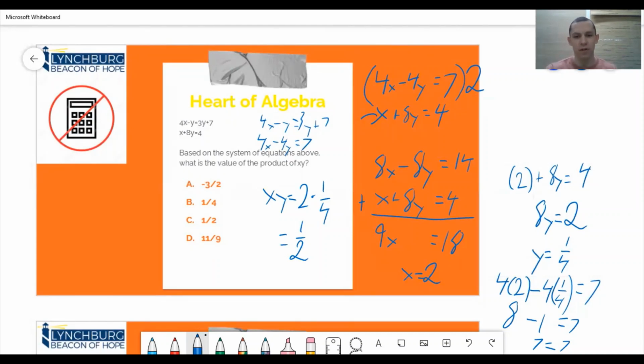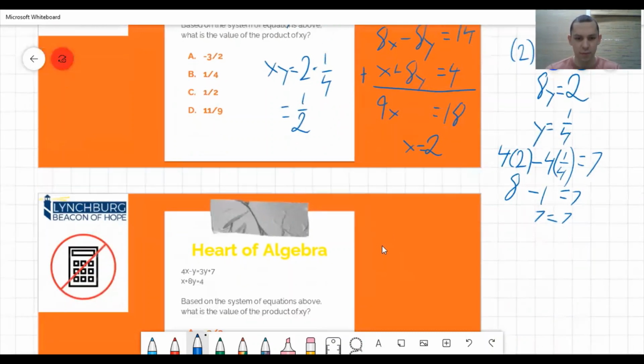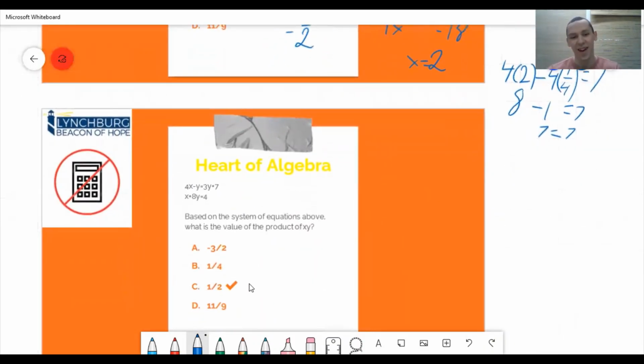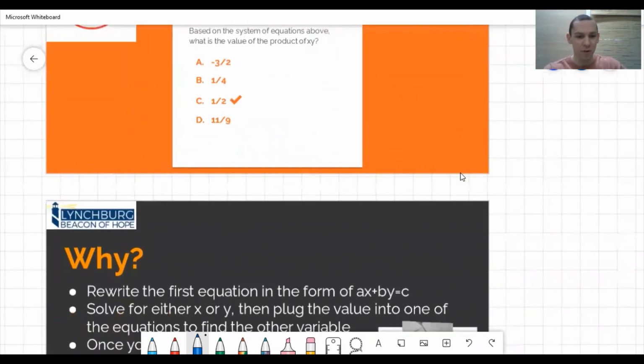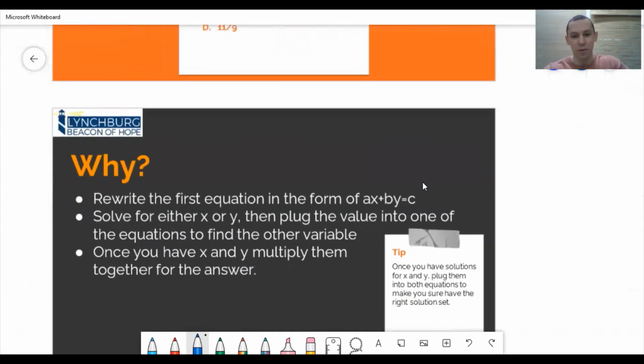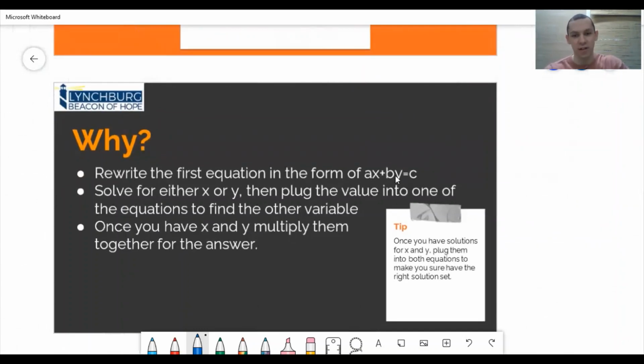So now if I scroll down to the next slide, let's see what it says. And C as 1/2 was the correct answer, which means 1/2 was x times y, which means we did the problem right. And like typical, we had to rewrite the first equation in this form, ax plus by equals c.